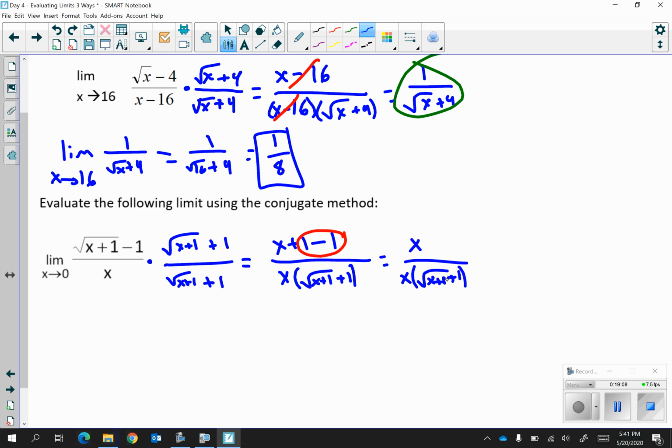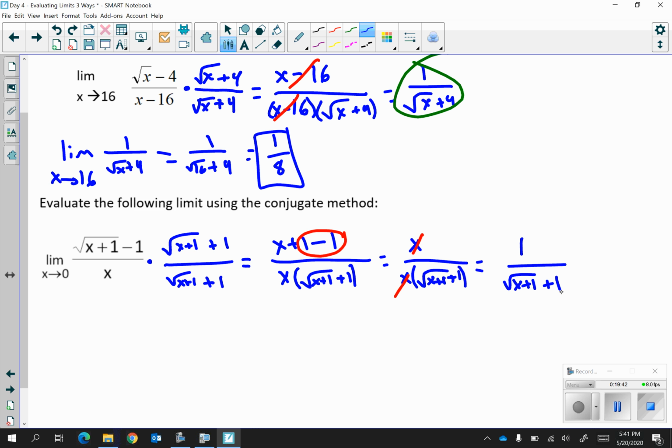When it comes to the conjugate method, you never want to actually multiply the bottom out because it always ends up canceling nicely. So if you do multiply early, you're just going to have to factor again, which is time consuming. So here, like I said, it ends up canceling nicely. The x's cancel out. And you're going to be left with 1, right? Because there's nothing left up top. So it reduces to 1 over the square root of x plus 1 plus 1.